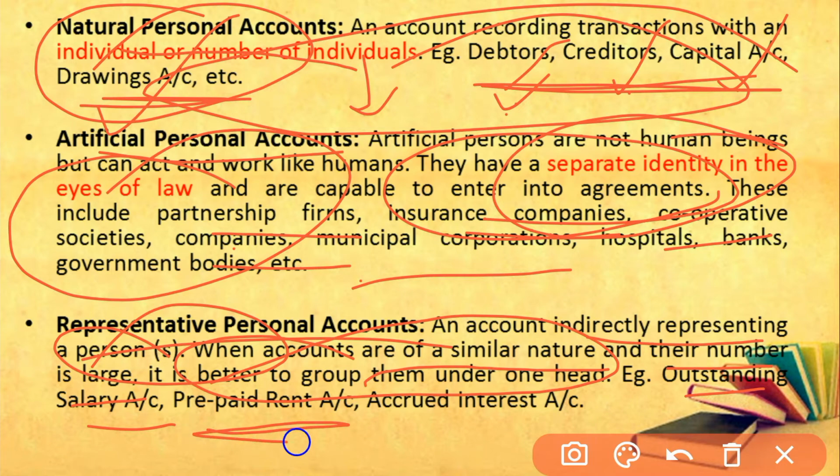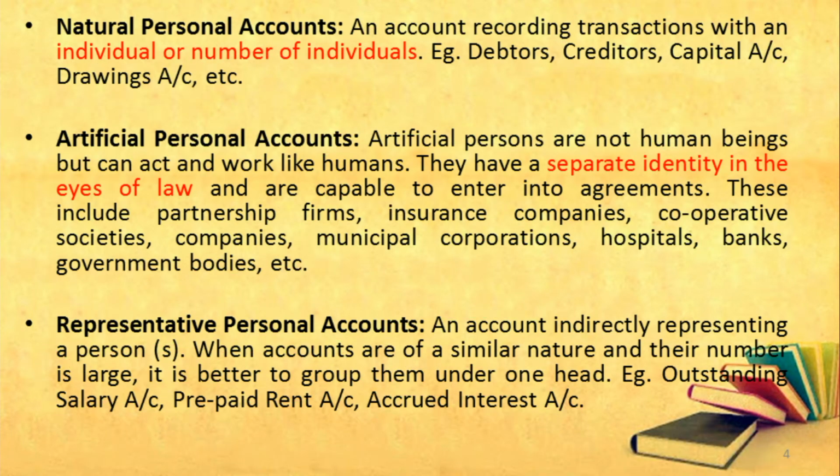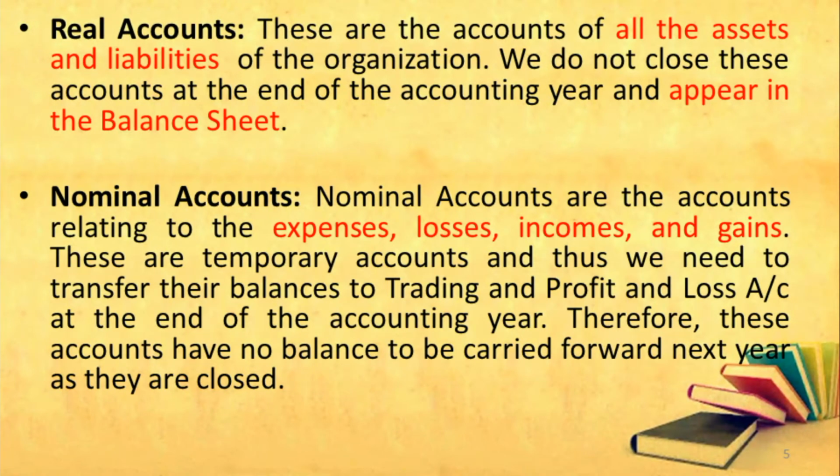Similarly, prepaid rent. I have already paid the rent of the upcoming month. That means the rent has been paid in advance. So I will make one account, that is the prepaid rent account, and it will be a representative personal account. Similarly, accrued interest. My interest is due, but I have not yet received it. So it will also be a representative personal account. I hope you've understood. Any doubts you have, you can comment in the comment section and I will surely reply to it. Let's move to another category.